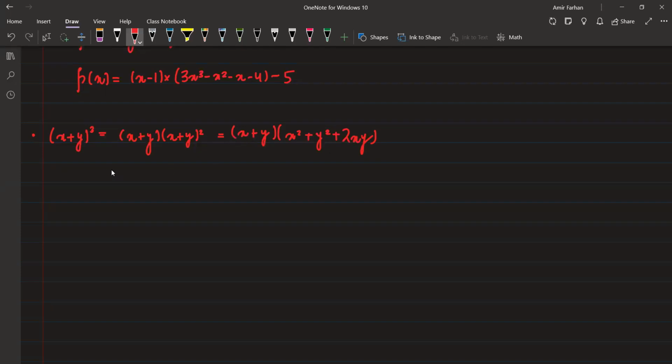x into x square, x cube, plus x into y square, plus, ठीक है, plus next is x into 2xy, so it is 2x square y, plus. ठीक है। Now let's come to y into x square, plus y into y square, y cube, plus y into 2xy, so it would be 2xy square.